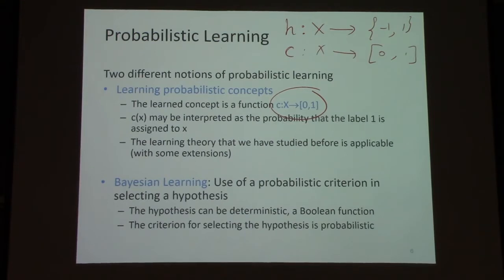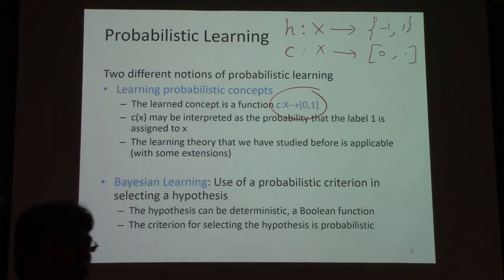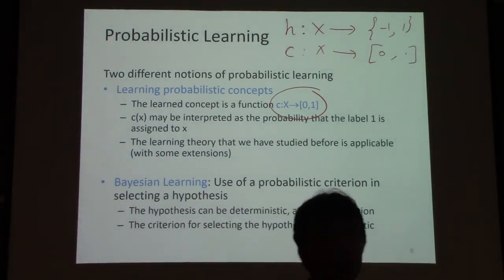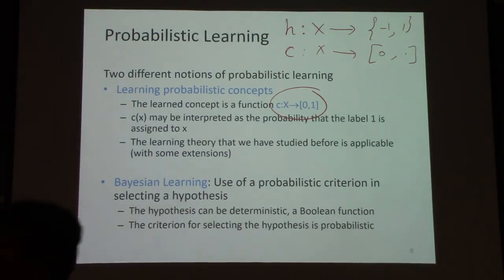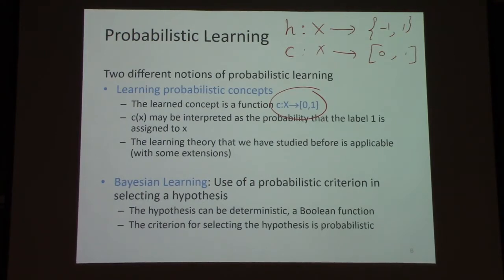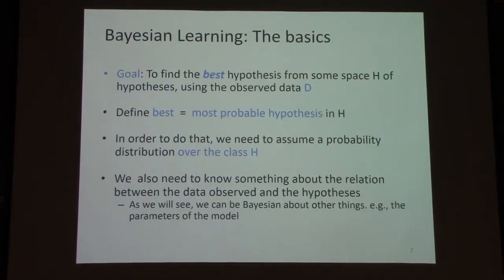So in Bayesian learning, we are not necessarily going to worry about whether the classifier is predicting a probability or not. Instead, we are going to use a probabilistic criterion to pick a classifier. And the classifier itself could be deterministic. It does not have to predict a probability. For example, you can have a Bayesian criterion for picking a decision tree, for instance. Now let's explore this idea a little bit.